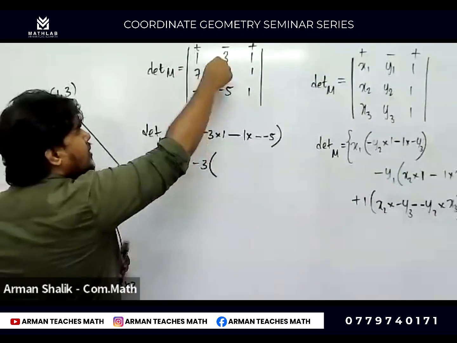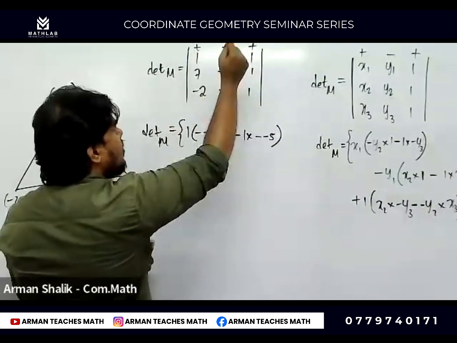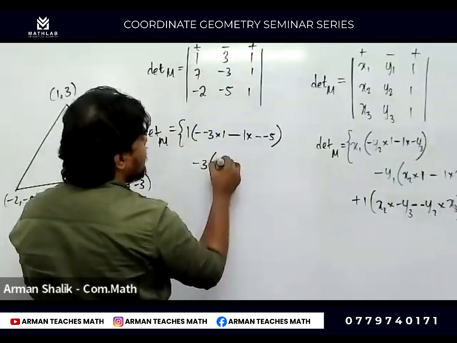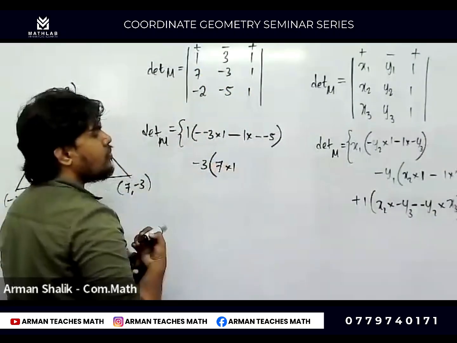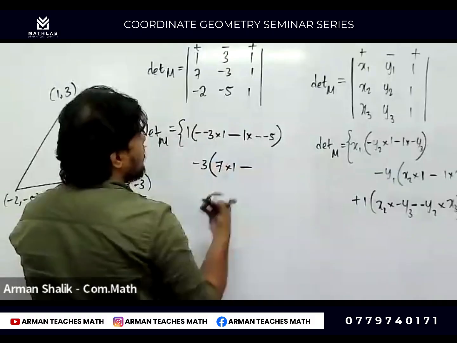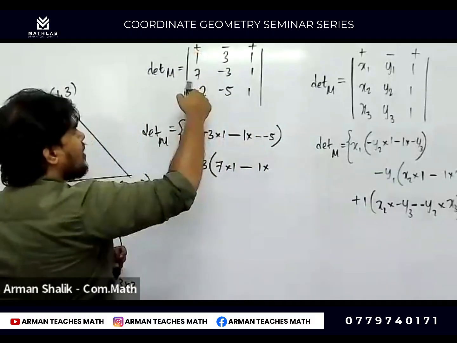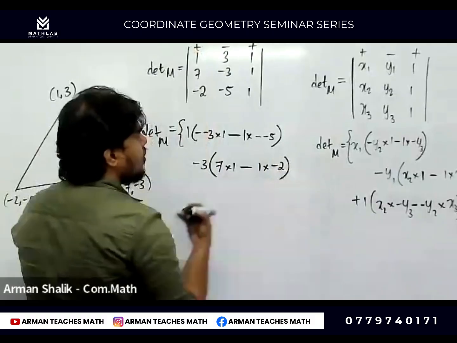Now, this column is discarded, and make this one times this one. Plus into plus, plus 7 times 1. By default minus. Plus 1 times, this is plus into minus is minus, minus 2.